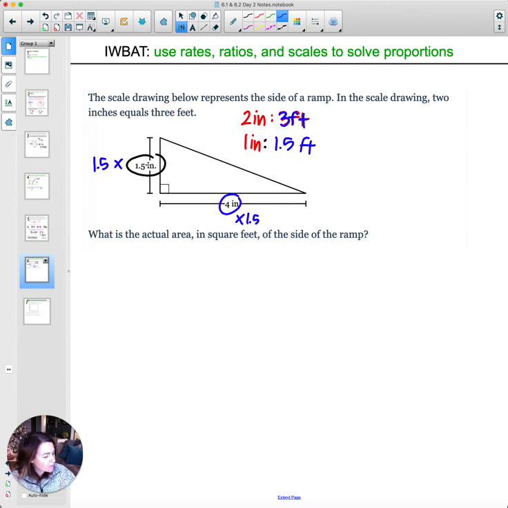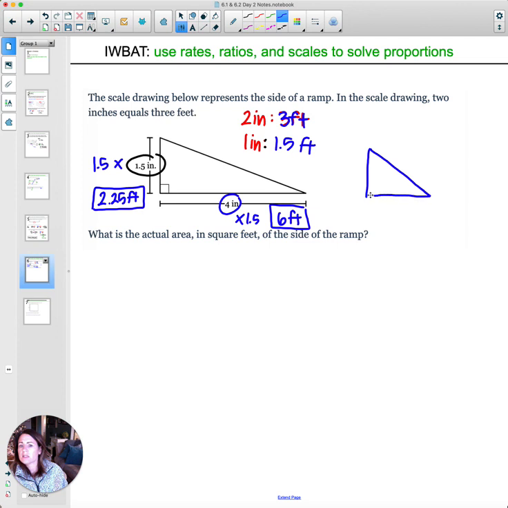So 1.5 times 1.5 is 2.25 here. 2.25 feet for this actual measurement for the height. And then 4 times 1.5 would be 6. So then this side is 6 feet for that length. Okay, so our actual triangle's dimensions are 2.25 feet for the height and 6 feet for the width. Okay, or the base and the height.